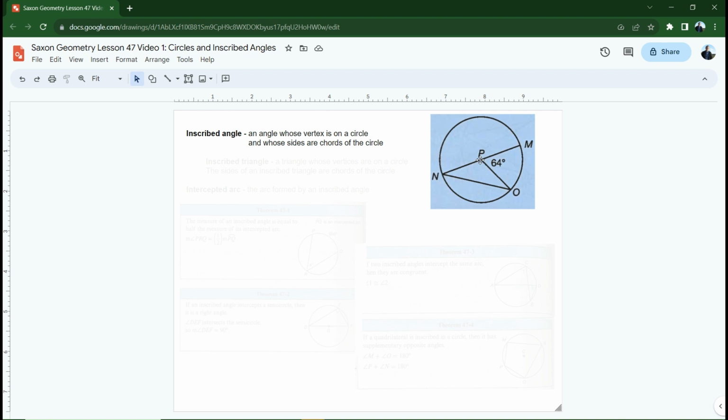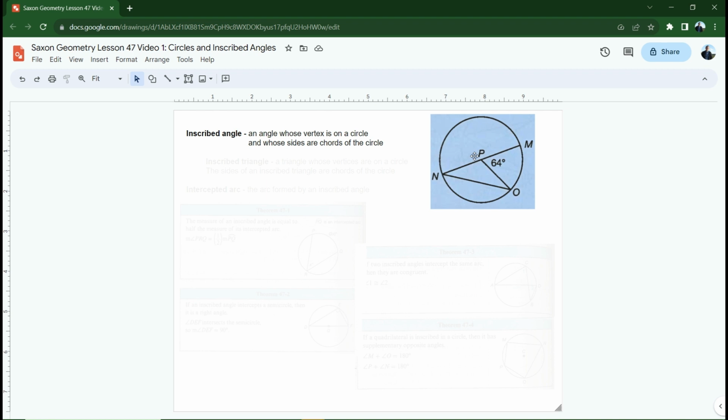We know some properties of central angles. We know that the central angle is going to open up to the outside of the circle in such a way that this inner angle is 64 degrees, and 64 degrees of arc is swept out between M and O on the outside of the circle. Now, we're not going to be talking about this central angle in this lesson. We're going to be talking about an inscribed angle.